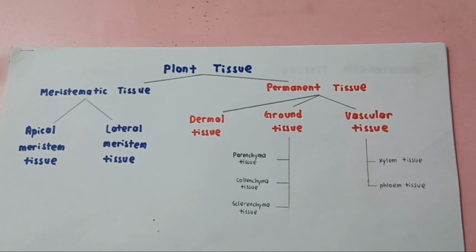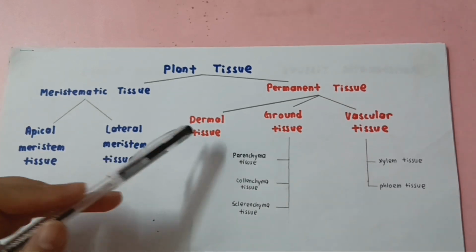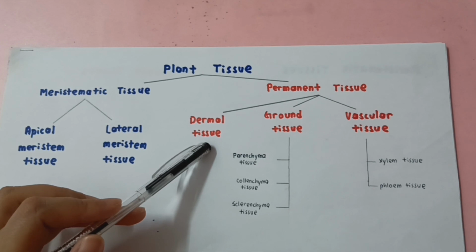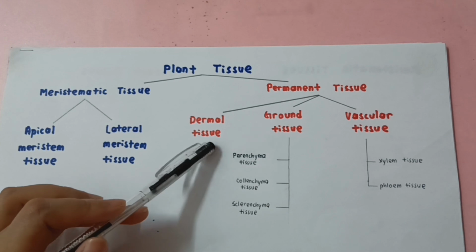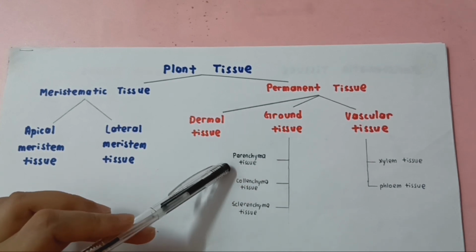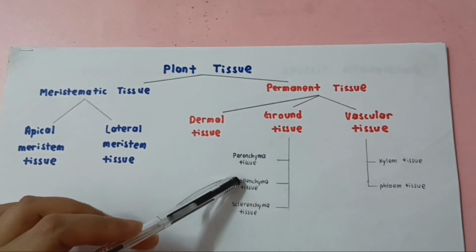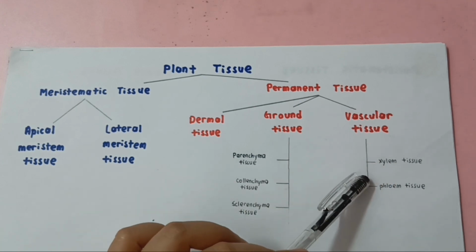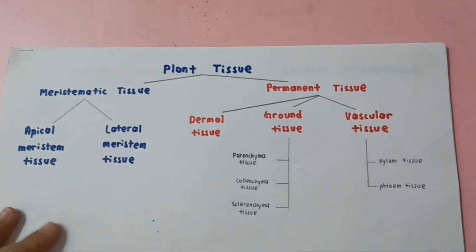The other tissue, the permanent tissue, will not undergo dividing and is permanently placed at a fixed position in the plant. The dermal tissue covers the outermost layer of the plant. The ground tissue is mainly responsible for photosynthesis. The vascular tissue is mainly responsible for the transport of substances within the plant.